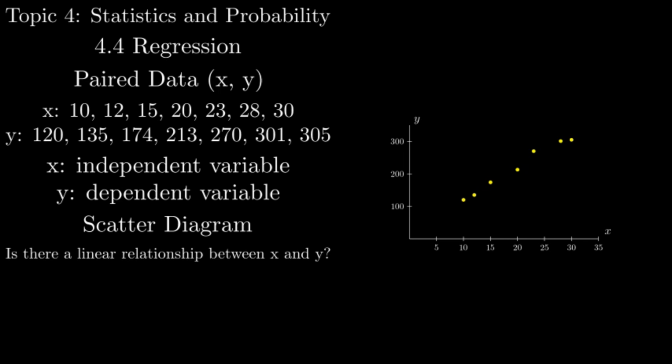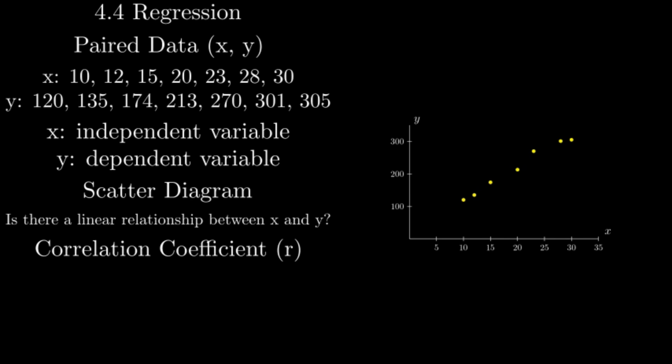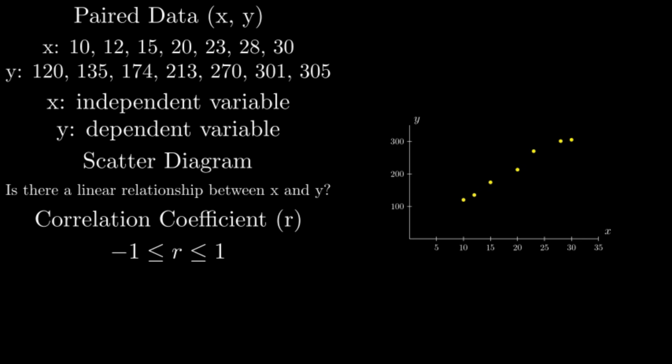To quantify the strength and direction of this linear relationship, we use a special parameter. This parameter is called the correlation coefficient, and it's denoted by the letter R. It's also formally known as Pearson's product moment correlation coefficient. The value of R always falls between -1 and +1 inclusive. This range gives us a standardized way to measure the relationship.